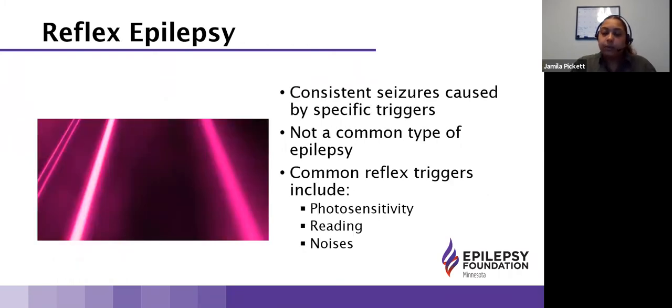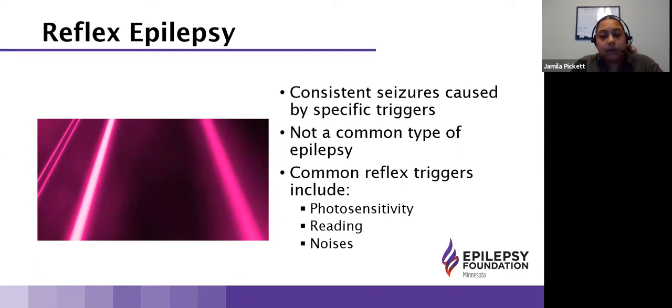All right, so before we get into the next topic, I do want to go over this type of epilepsy. It's called a reflex epilepsy. The reason I want to talk about this first is because we want a bit of a basis before we talk about the next seizure trigger. It consists of seizures caused by specific triggers. It is not a common type of epilepsy, and some common reflex triggers include photosensitivity, reading, and noises.